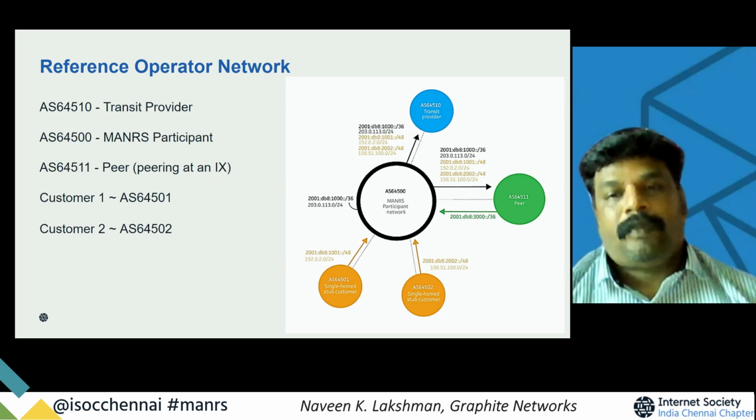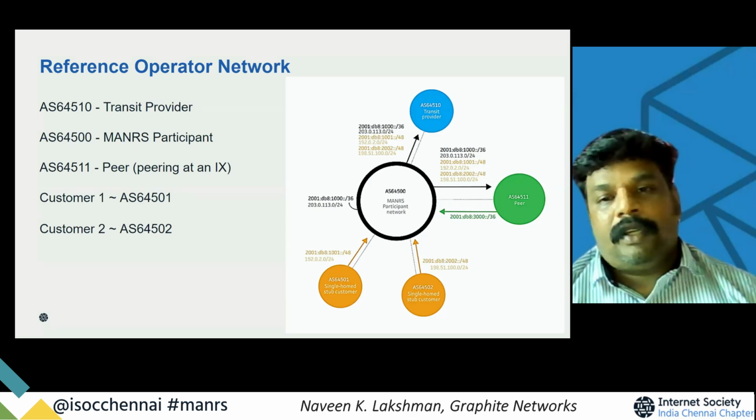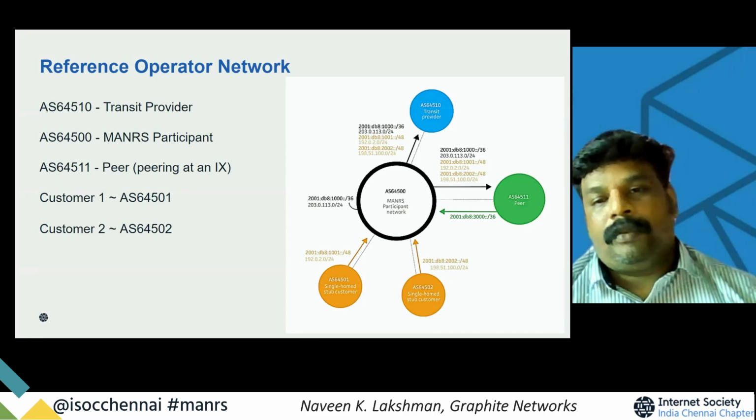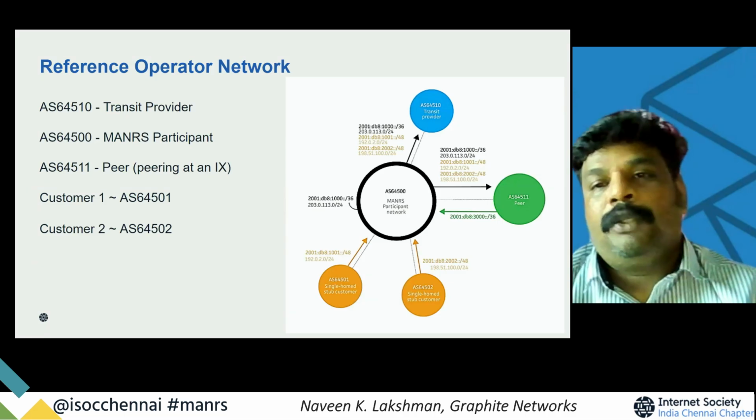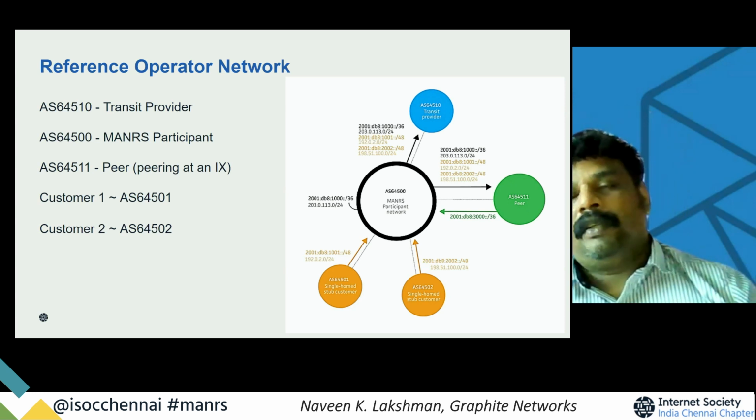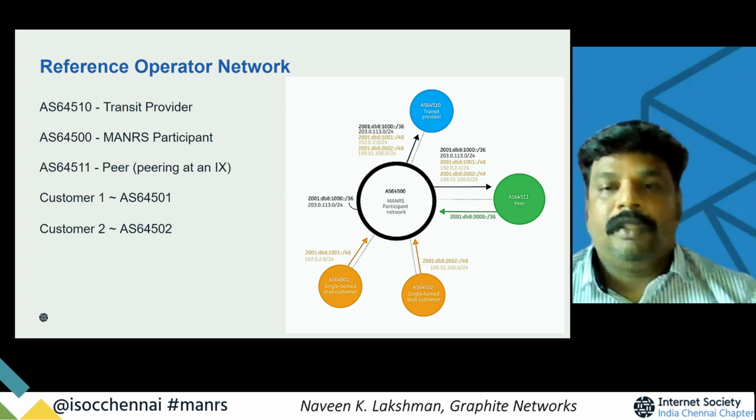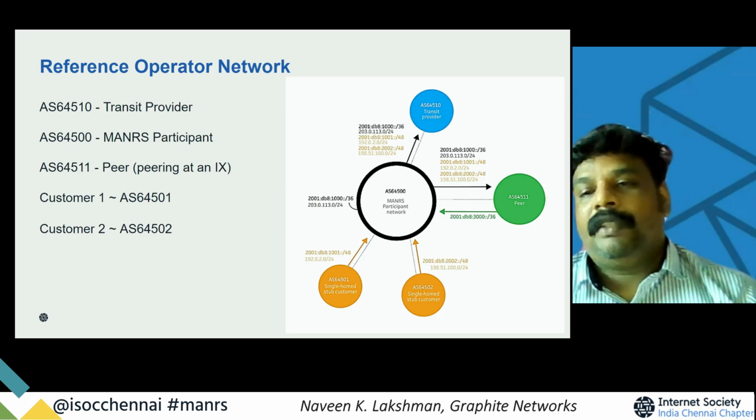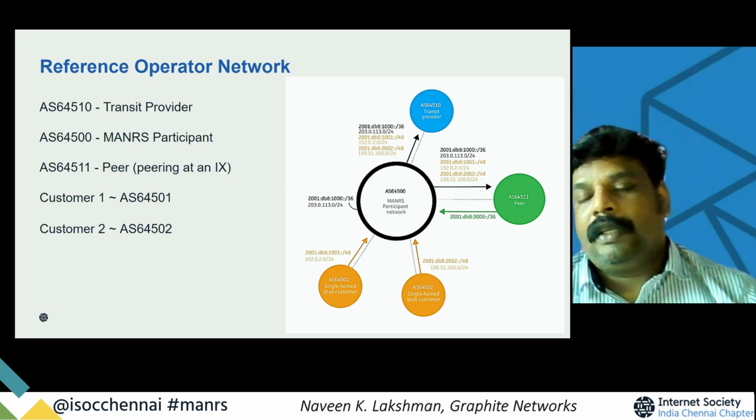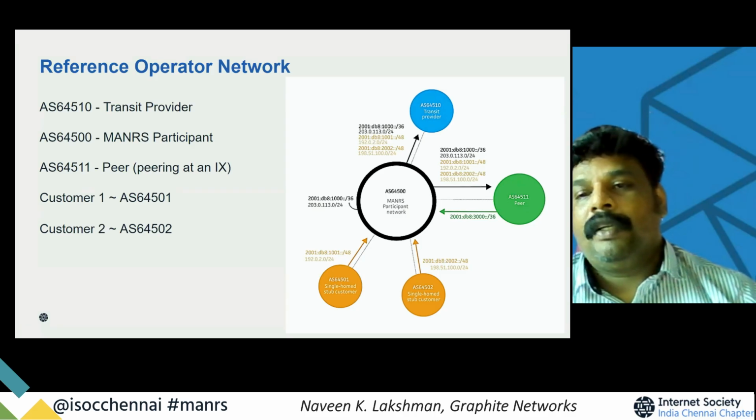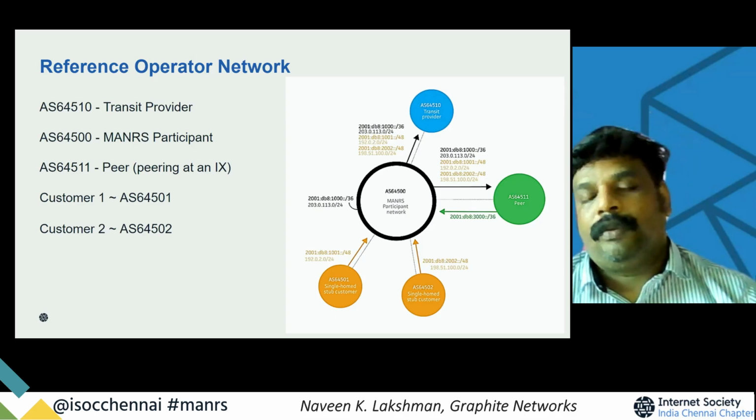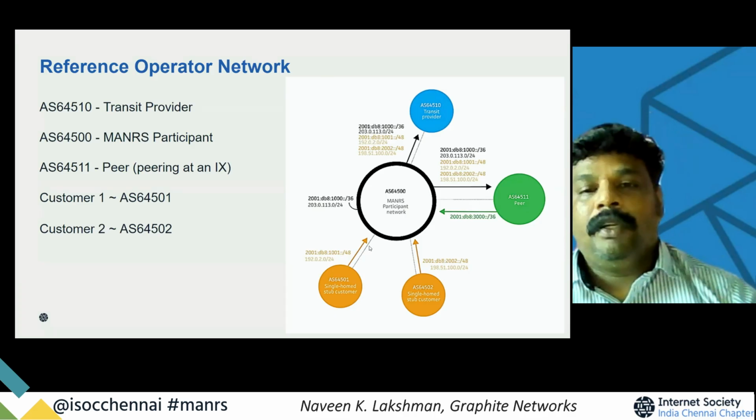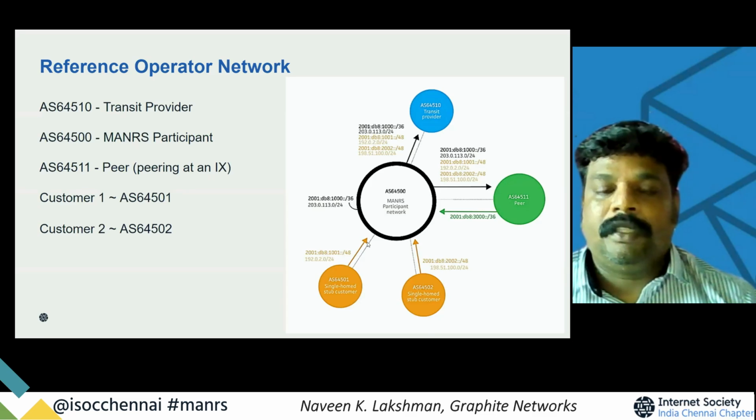So imagine you are on AS 64500. You want to be a MANRS participant, and you're connected to a transit provider. The transit provider is used to connect to the rest of the internet, and you're peering with another network provider which has AS 64511. So it's a peer, and you have a transit from 64510. Okay, fine. And you have single-homed customers downstream. On the left are AS 64501 and AS 64502.